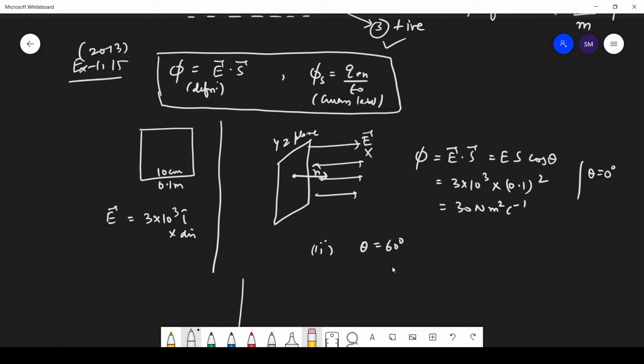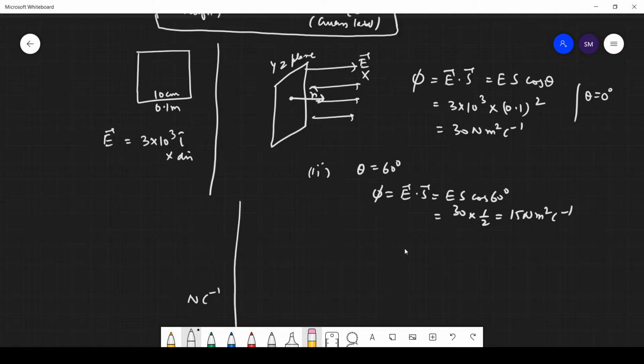So now theta has become 60 degree, so phi is equals to E dot S is equals to ES cos 60 degree this time. So ES is 30 into cos 60 is 1 by 2, so that is 15 Newton meter square per Coulomb. So this is the flux. So at 60 degree the flux is reduced to half. So this is an important thing for you.